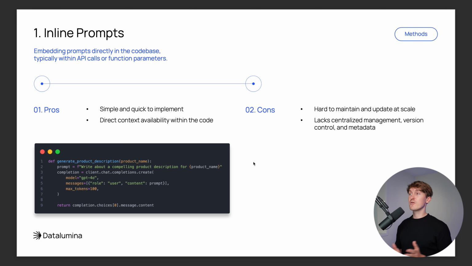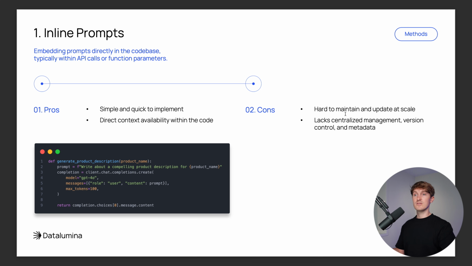So this is where everyone starts, right? Embedding prompts directly in the code base, typically within the API calls or function parameters. Here you can see an example, generate project description. You have the prompt in here and then you make the API call. So pros: simple and quick to implement. Direct context availability within the code. A developer can come in here, look at this generate project description function, and instantly see, okay, this is the prompt that we're dealing with. This is what we're sending to the model.